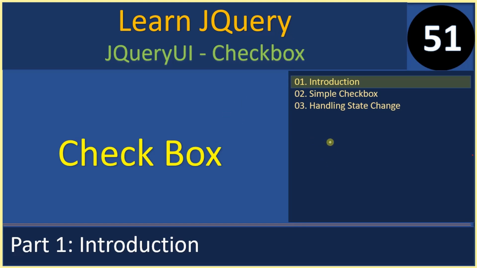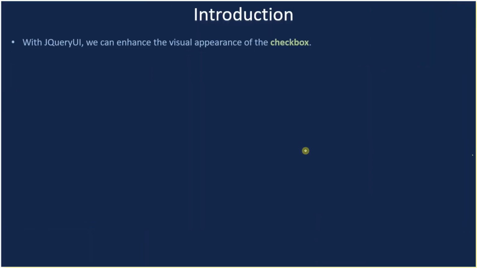In this sub-series, we will look into checkbox and how to use jQuery UI API on the checkbox. With jQuery UI, we can enhance the visual appearance of the checkbox. Here, checkbox in the sense we are talking about is an HTML checkbox, and we can improve its visual appearance by using the jQuery UI APIs.